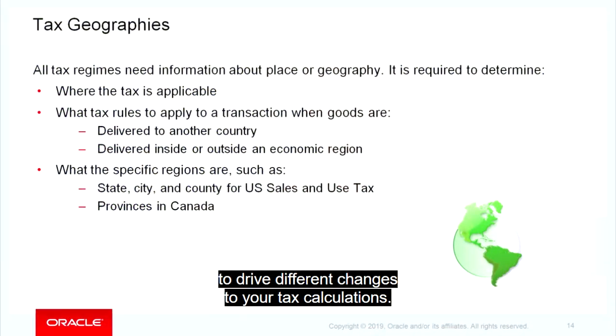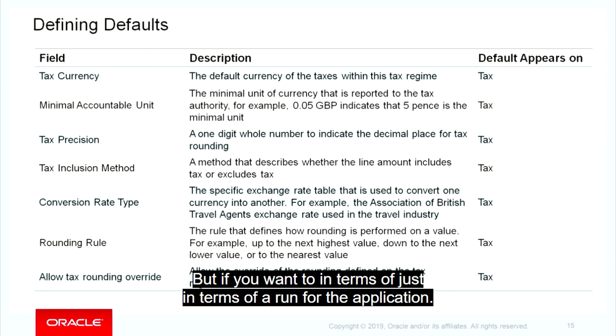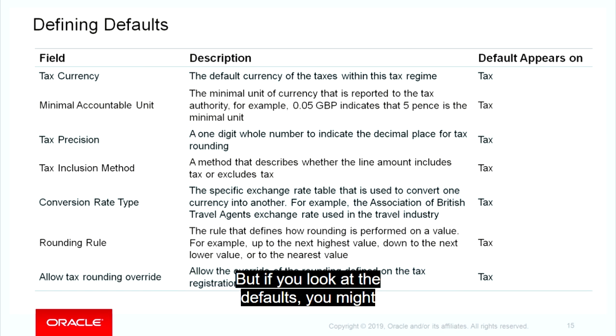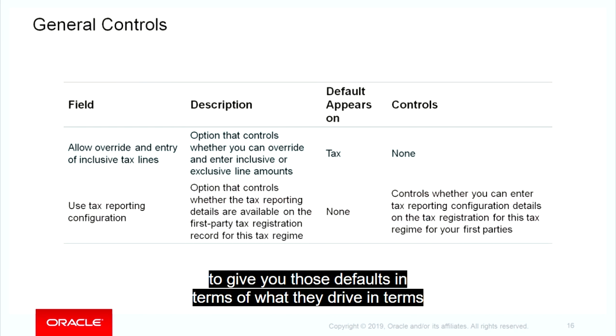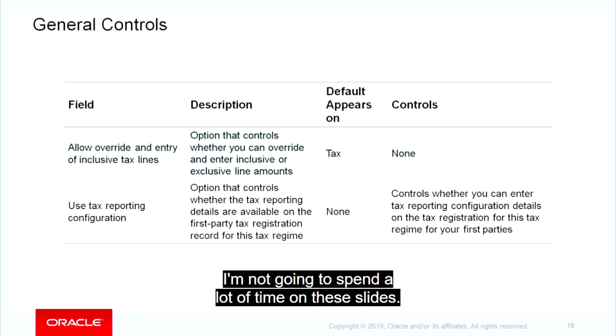And I ran through them in the application, but if you look at the defaults, you might want to just read through these few slides to give you those defaults and what they drive in terms of the rounding effect, minimum, whether you can manually override at the bottom. I talked those through in the app, so I'm not going to spend a lot of time on these slides.